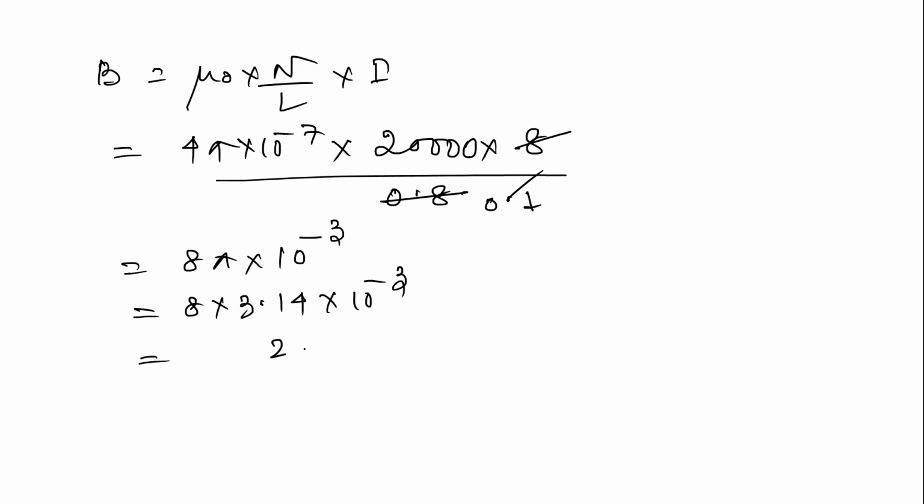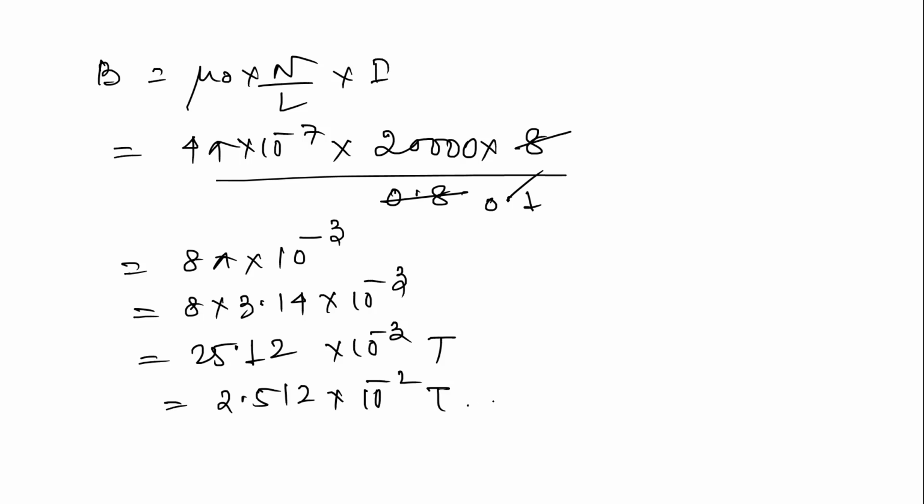That is 8 times 4 is 32, 8 times 3 is 24, plus 1 is 25. That is 25.12 into 10 to the power minus 3 Tesla, and we will get 2.512 into 10 to the power minus 2 Tesla, right? In this way the answer will be.